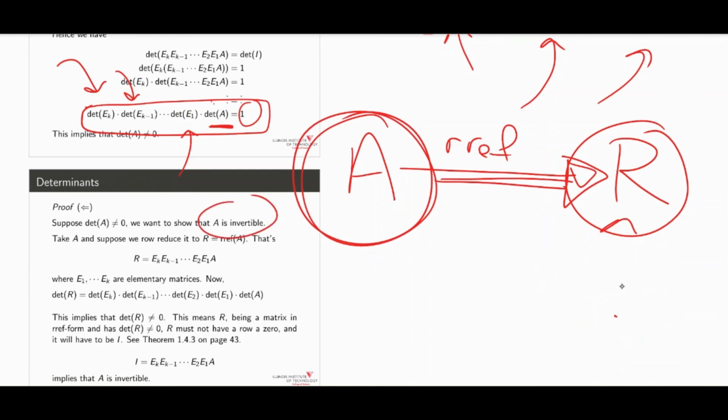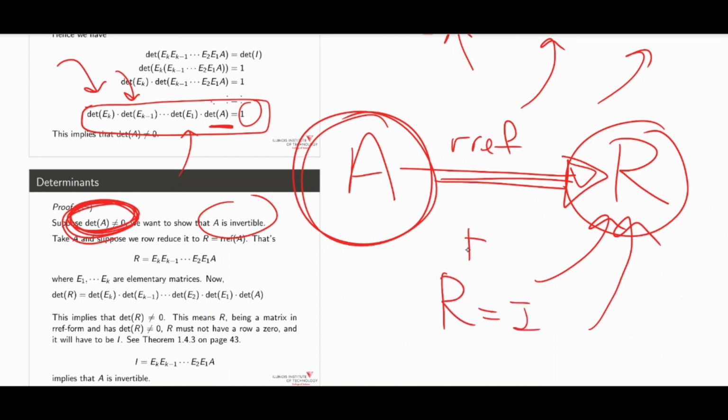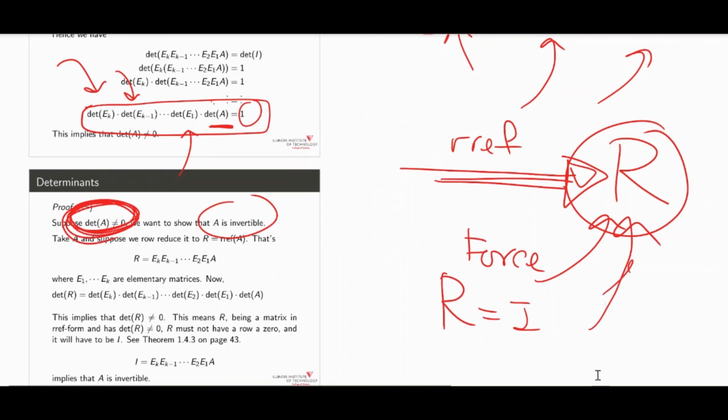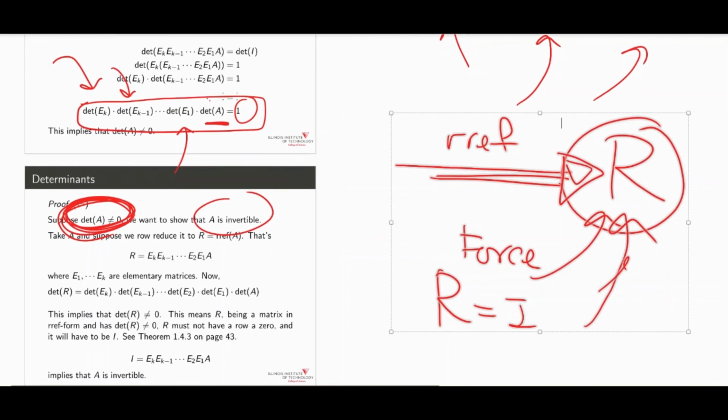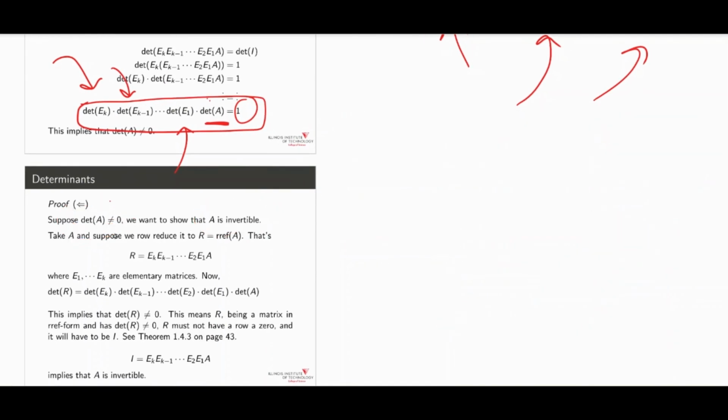So the only thing we can say is, let's assume that we can row reduce our matrix A to an RREF matrix R, and use this hypothesis to force R to be I. In the beginning of the proof, we just say, let's row reduce, because we can always row reduce a matrix to its RREF form. Row reducing a matrix to RREF form is equivalent to multiplying by all those elementary matrices. And again, we use this lemma.